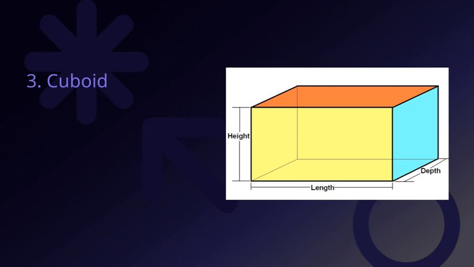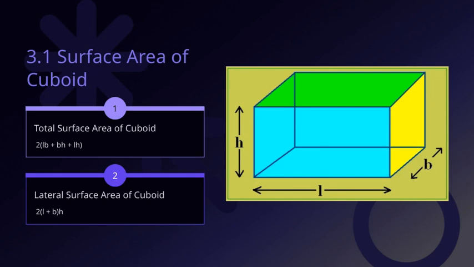Connecting this to our overall theme, understanding the cuboid helps us grasp how 3-dimensional shapes are structured and how their properties are related. It's fundamental in fields like engineering, architecture, and design, anywhere we need to model real-world objects accurately. Now, let's look at how we determine the surface areas of a cuboid.